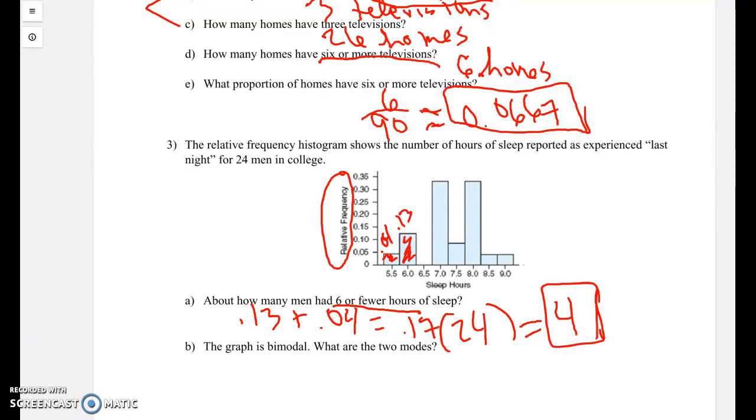And the last question is asking us: the graph is bimodal. What are the two modes? Bimodal just means that you have two outcomes that occur more frequently. Which numbers occur more frequently? In this case, two outcomes occur very frequently. The two modes are at 7 and at 8. So 7 and 8.